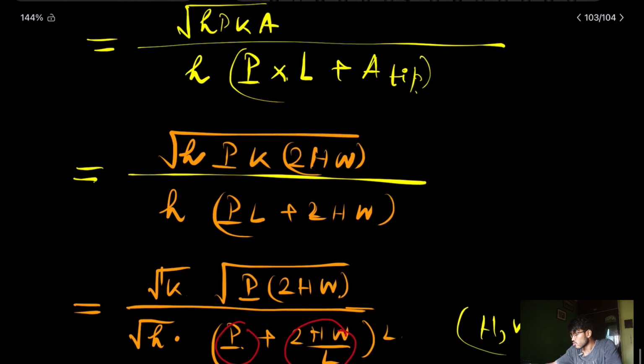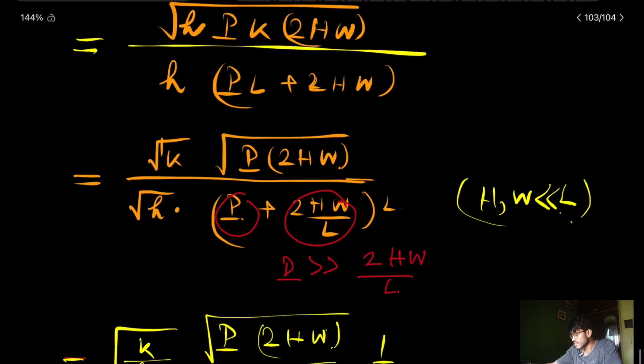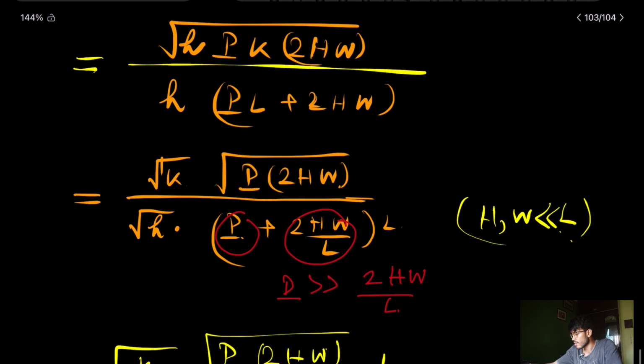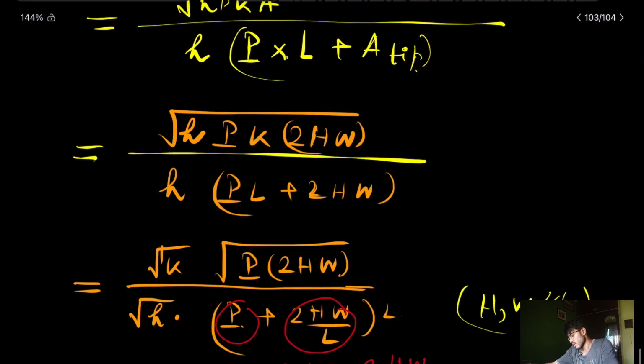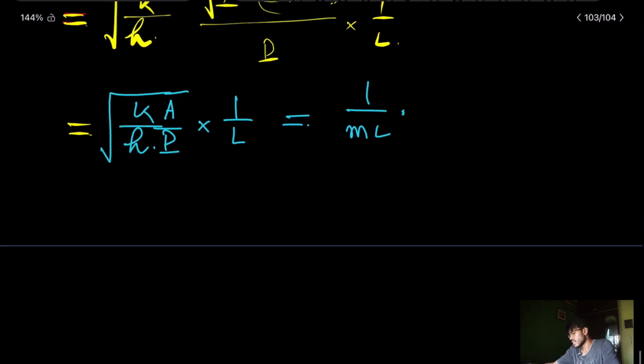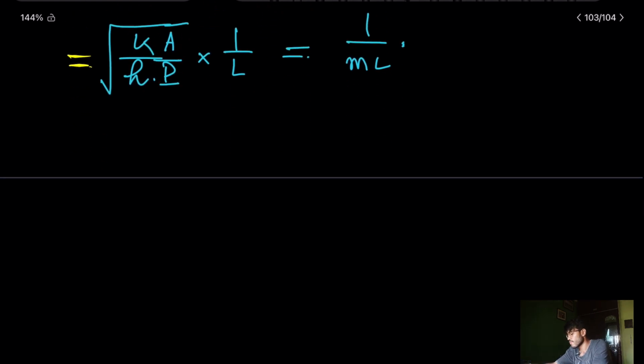Now you must be clear with all these things, how I am getting that 1 by ml, because if I don't have this hw much less than l, then all this analysis will fail. So this is the fin efficiency for a long tip case, long fin case. Now the second parameter, that is the fin effectiveness.